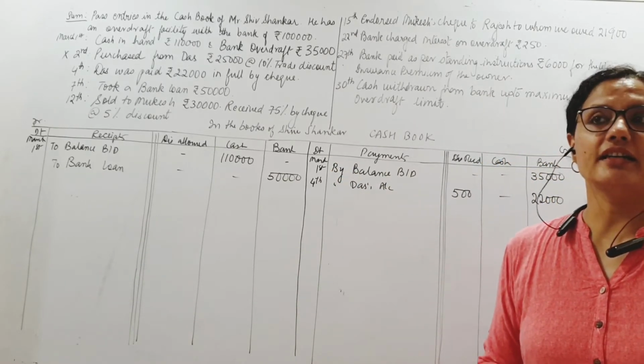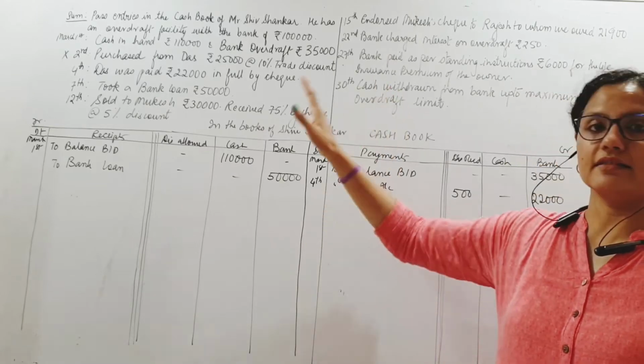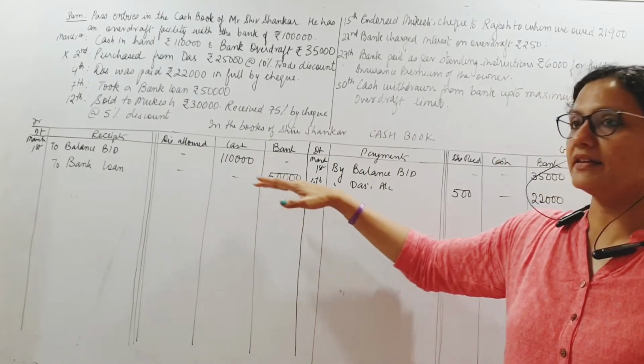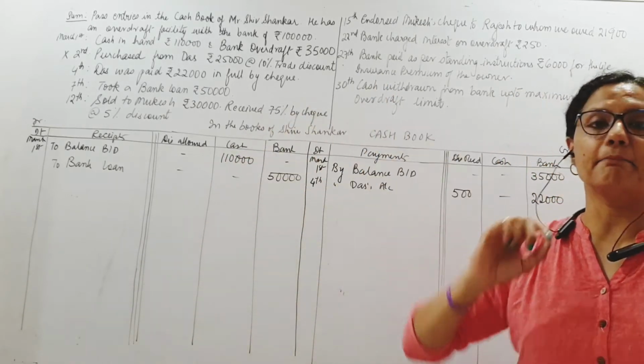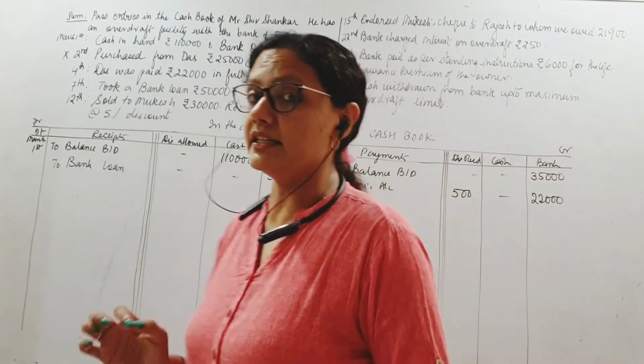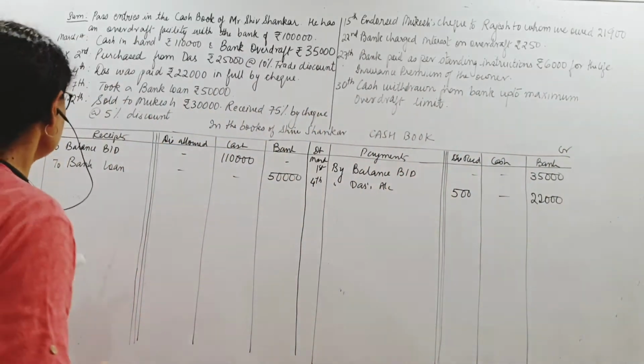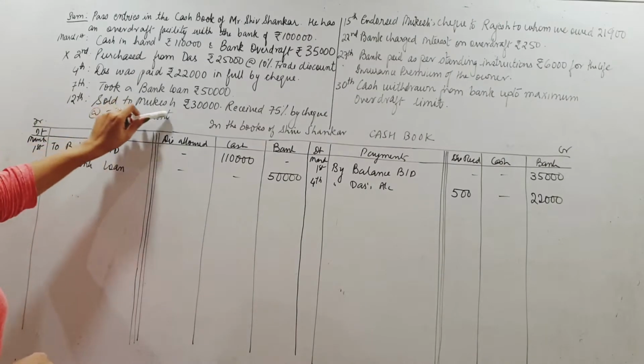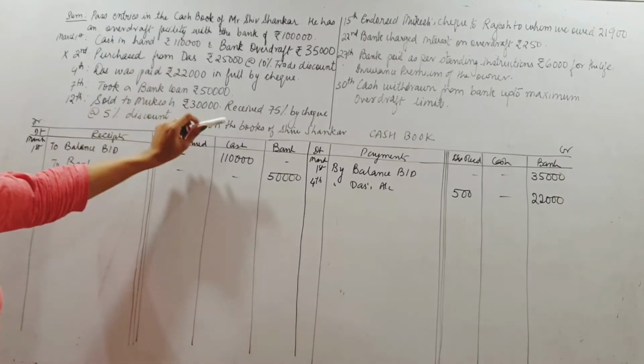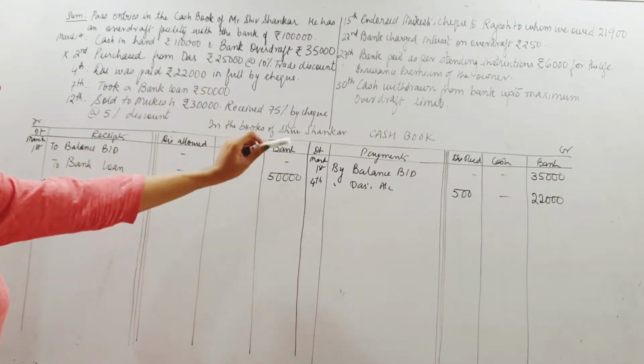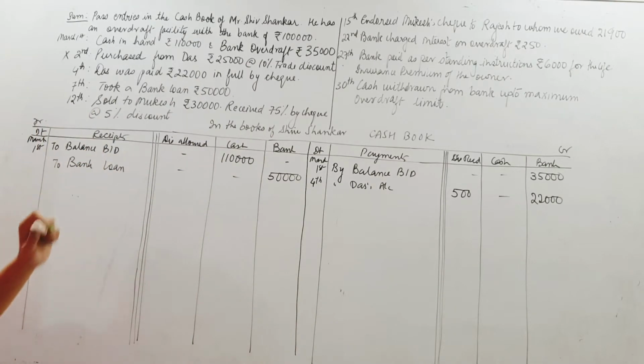Okay. So here it is very important to understand this entry. This will be coming on the debit side of bank and we will write the bank loan, which is a liability for you. Alright. Then, sold to Mukesh 30,000. Received 75% by check at 5% discount.